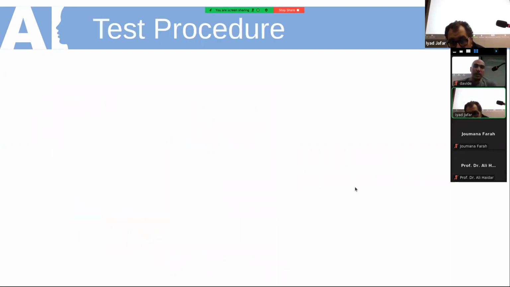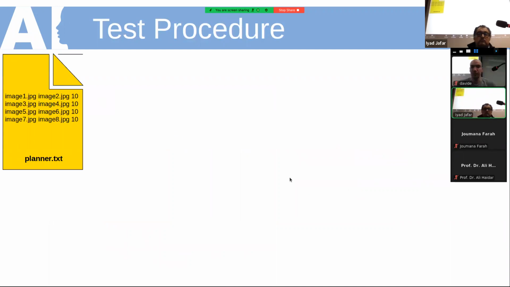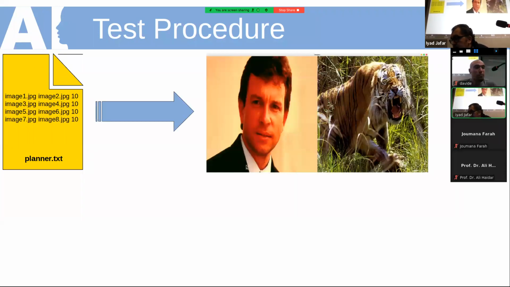So, an example of a test procedure: we will have a configuration file in which the medic, for example, will decide how many pairs of images to show. So here we have 4 pairs of images, and for how much time each pair of images will be shown. So we have 4 pairs of images of 10 seconds each. This is what the patient will see.